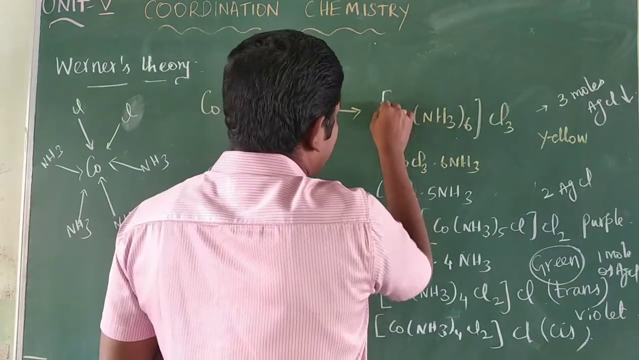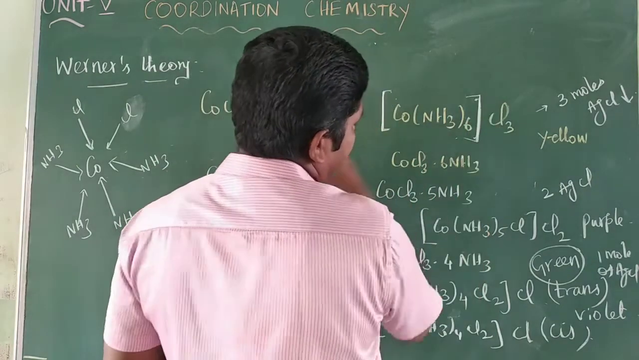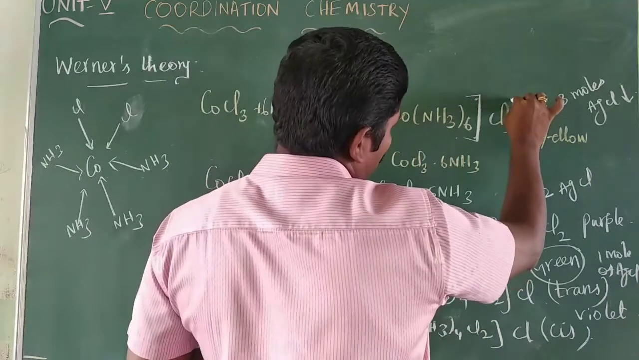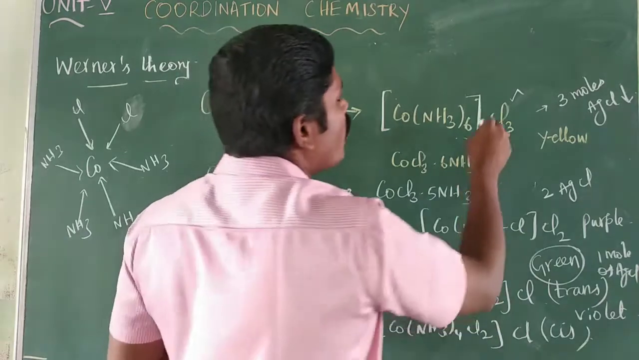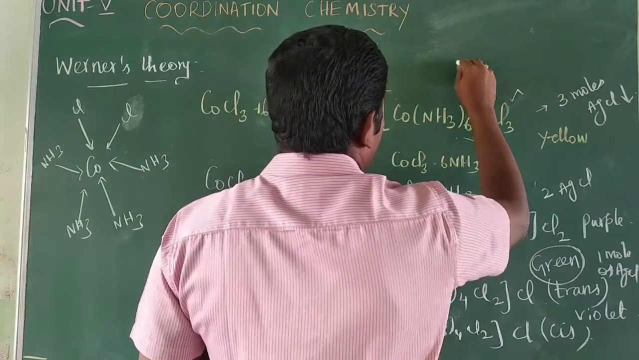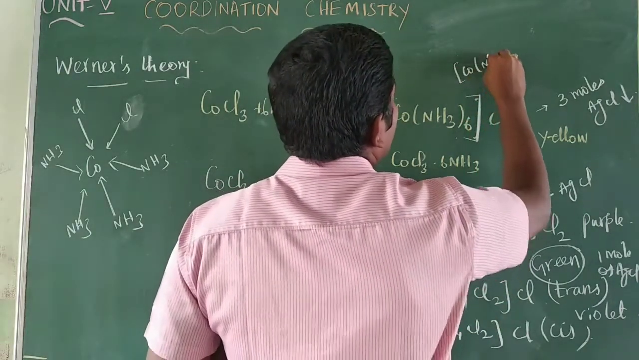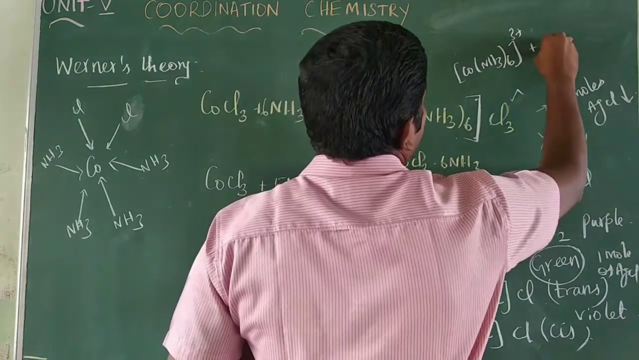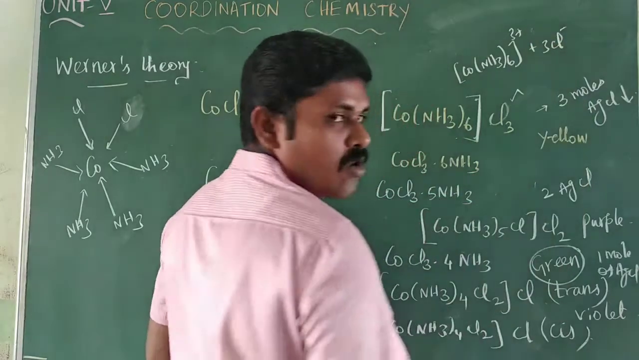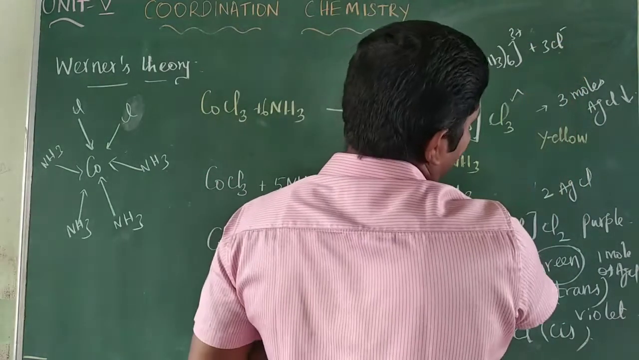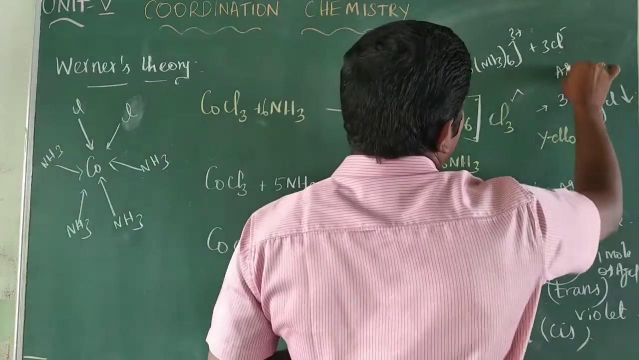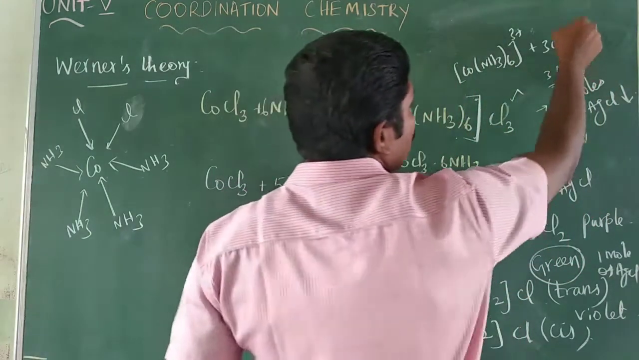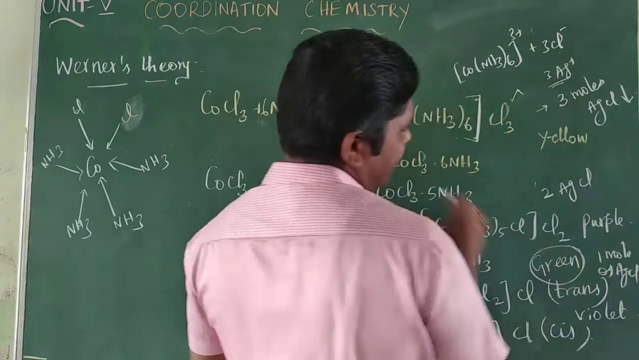So the inner square bracket does not dissolve in water. So only the counter ion dissolves in water. So that complex dissociates to give Co(NH3)6 3+ and 3Cl minus. So the 3Cl minus ions react with the 3 Ag plus ions in silver nitrate solution, to form 3 moles of AgCl.